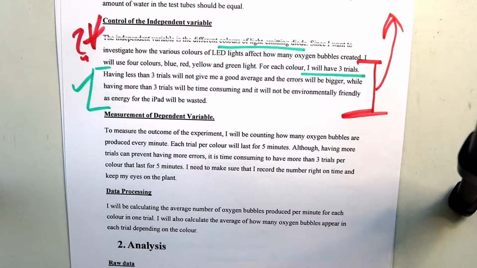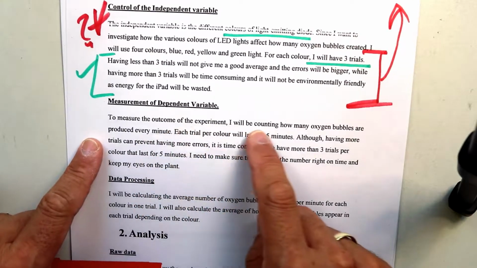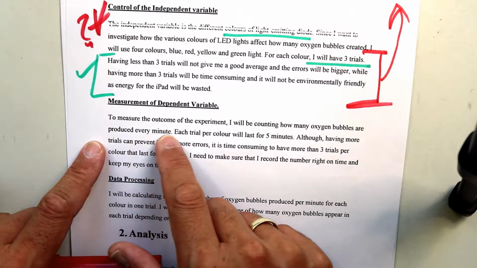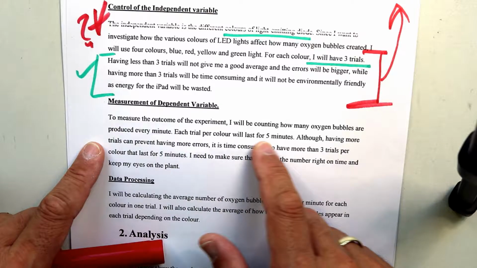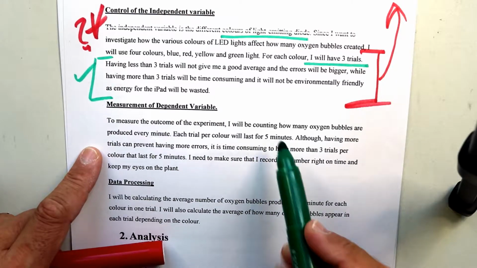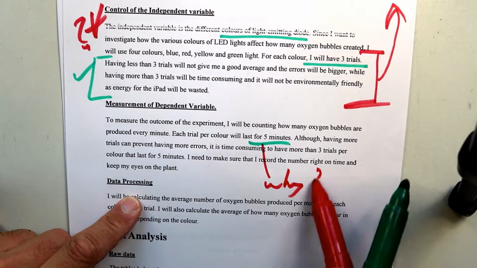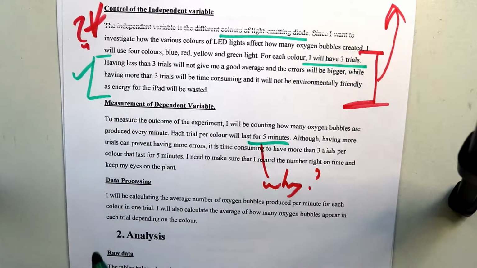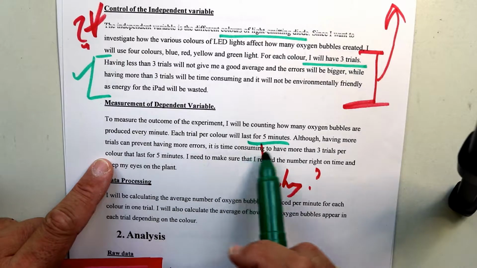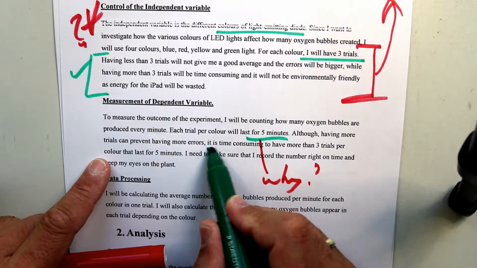So the dependent variables are the oxygen bubbles. I will be counting how many oxygen bubbles are produced every minute. Each trial will last for 5 minutes. It's fine, but why? Why 5 minutes? Justify. Can prevent having more errors. It is time. Here she justifies it.